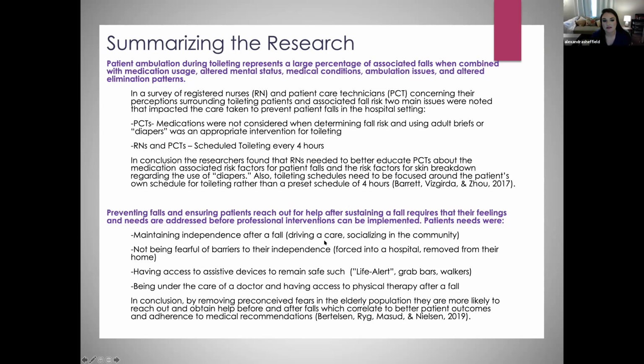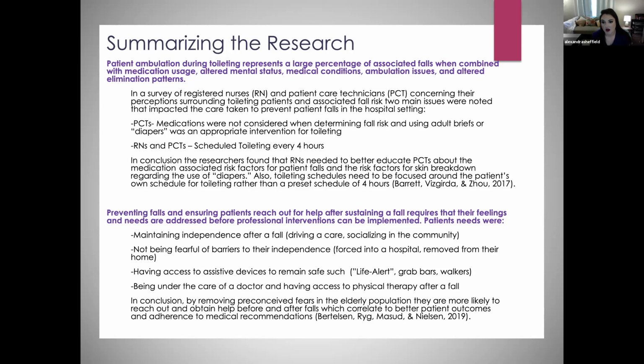Next, preventing falls and ensuring patients reach out for help after sustaining a fall requires that their feelings and needs are addressed before professional interventions can be implemented. Patient needs were as follows: maintaining independence after a fall, such as driving a car and socializing in the community. Especially elderly people found it very important to maintain the lifestyle that was normal for them.